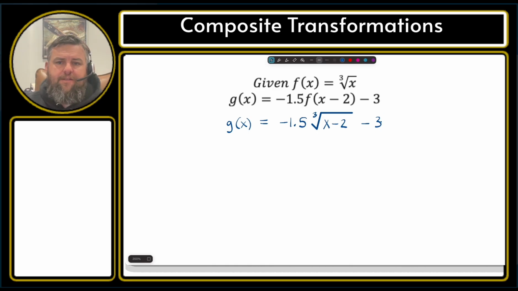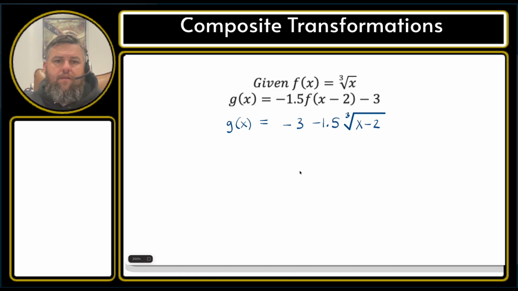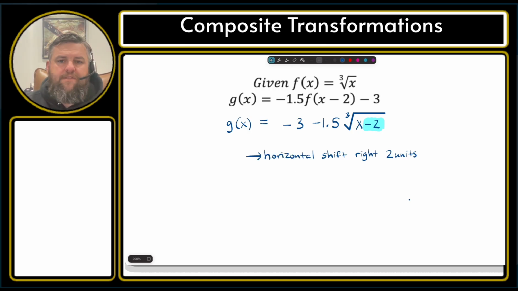Now I'm going to rewrite it so that minus 3 is at the very front so I do not get it confused with being underneath the radical. So that will look like this. However you choose to write it is completely up to you. It is acceptable to have minus 3 on the end instead. Next, we're going to look for any horizontal translations first. On the inside of the radical expression, we have minus 2. That minus 2 tells us that we have a horizontal shift right 2 units.